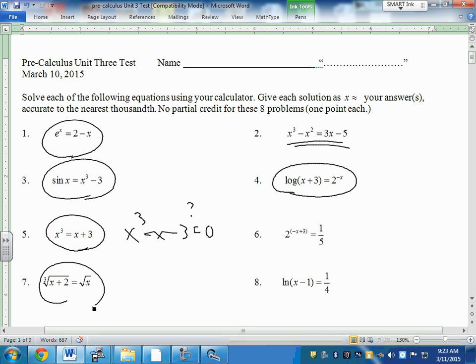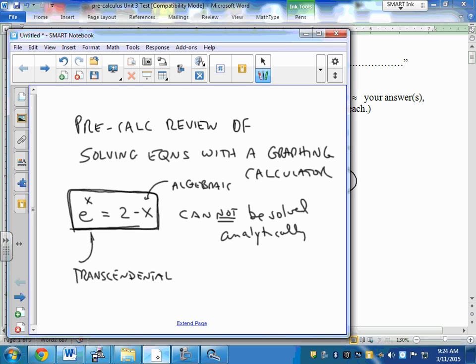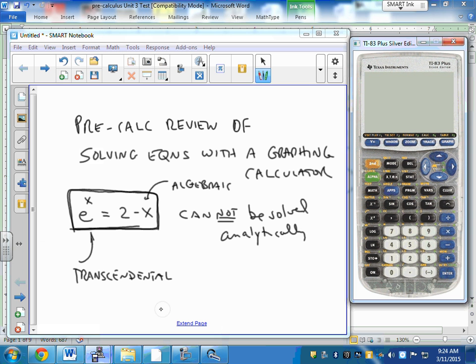But if we look at these first three right here, and in fact all the ones on this page, the intent was to solve them with the calculator. You're going to get approximate solutions. Each one should take about 20 seconds. So here's the first equation. You go to your graphing calculator, you enter in the equation, e to the x.